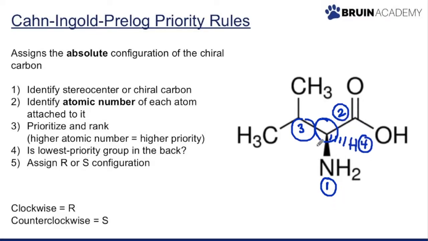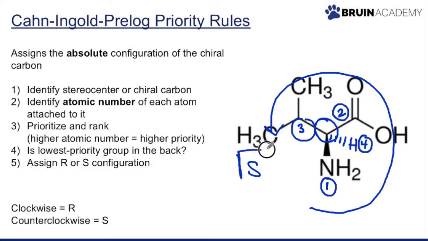So if we were to imagine this molecule in 3D form with this hydrogen pointing into the back, pointing away from you into the page, we would see that there is this counterclockwise rotation. So here we have, again, an S absolute configuration. And this hydrogen is, of course, pointing to the back, so we have our lowest priority group in the back, so that works.